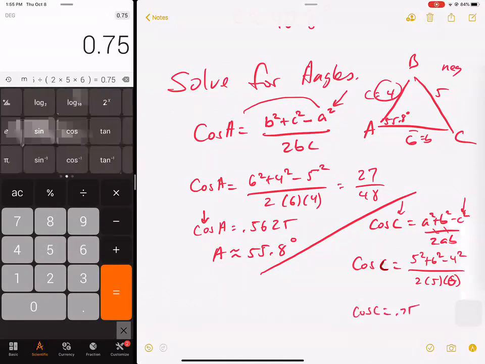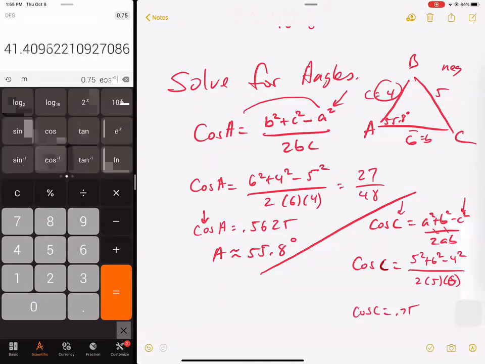I'm going to undo this cosine and end up with C equal to 41.4. It looks like the Pythagorean theorem, and there is a reason why that's true. But we don't have time to go into it today.